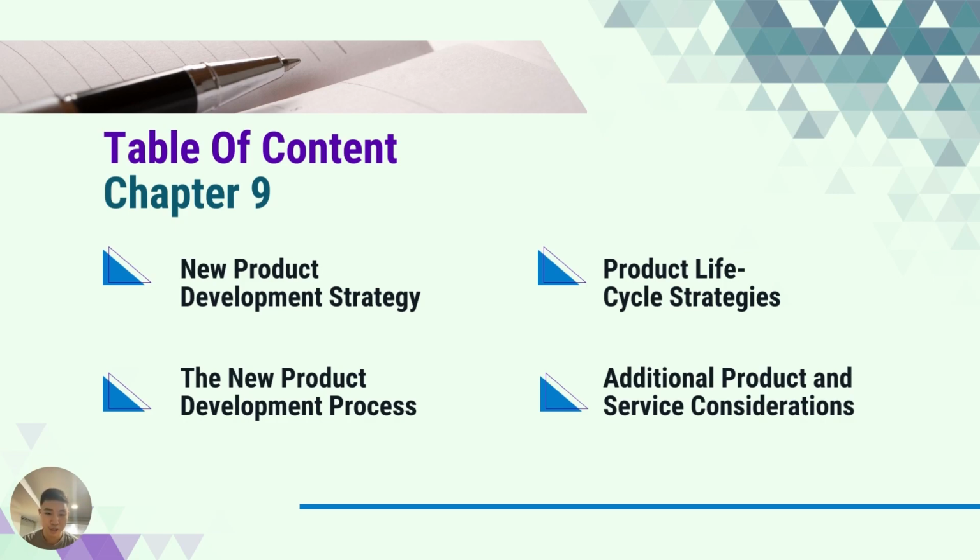The first one is new product development strategy. The second one is the product life cycle strategy. The third is the new product development process. And the last one is the additional products and services consideration. And now we will move on with the first one, new product development strategy.